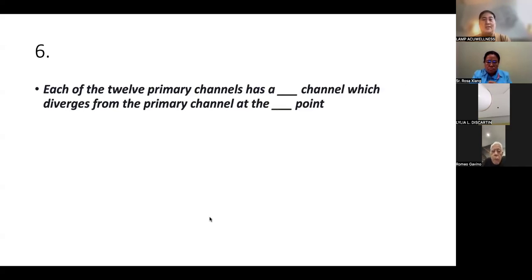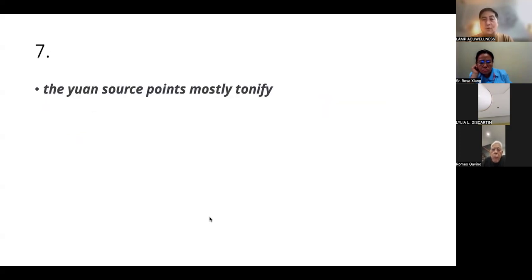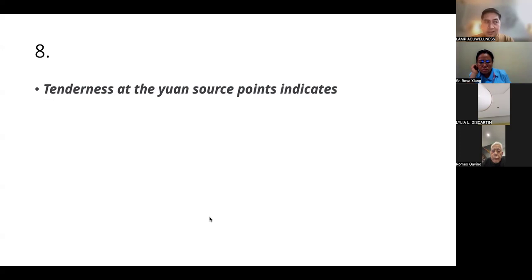Each of the 12 primary channels has a blank channel which diverges from the primary channel at what point? Luo-Connecting point. The Yuan-Source points mostly tonify yin organs or yang organs? Yin. Good. Tenderness at the Yuan-Source points indicates what? Pathological changes associated with the meridian and the organ, the disease.